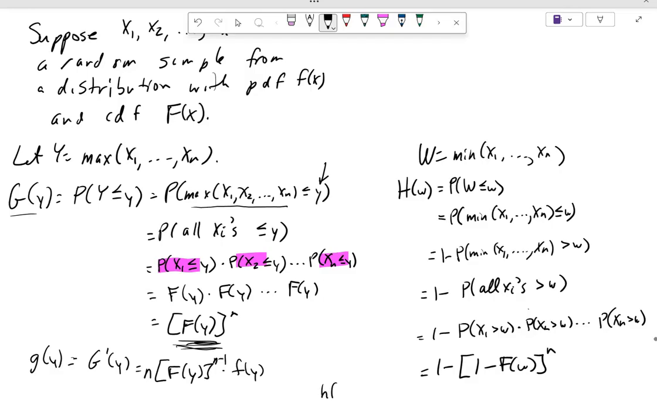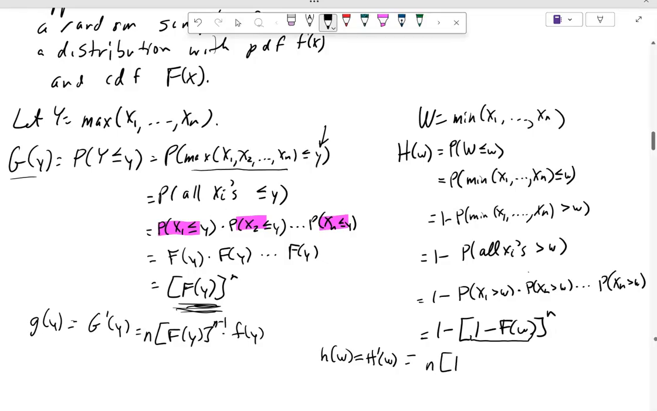If I want the PDF, I'll take the derivative of the CDF. The derivative of the 1 out in front will be 0. You'll bring the n down in front, make it an n minus 1. What's the derivative of the inside going to be in this case, when I take the derivative of just this piece? Good. It's negative little f, right? But there's a negative out in front, so they'll cancel. So we'll end up with little n, 1 minus capital F of w to the n minus 1 times a little f of w.